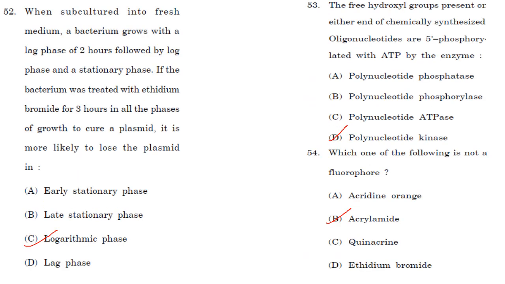When subcultured into fresh medium, a bacterium grows with a lag phase of 2 hours followed by log phase and a stationary phase. If the bacterium was treated with ethidium bromide for 3 hours in all the phases of growth to cure a plasmid, it is more likely to lose the plasmid in which phase? Plasmid curing is removal of plasmid from the bacterial cells. And ethidium bromide inhibits the replication of the plasmid DNA through intercalation. So it will lose the plasmid in the logarithmic phase. Answer is option C.